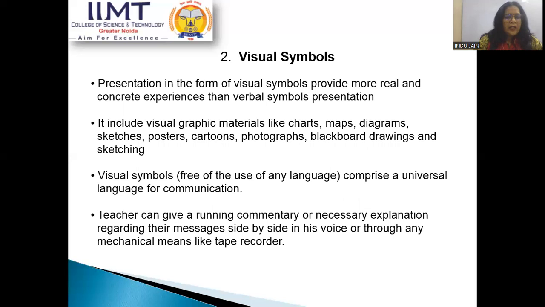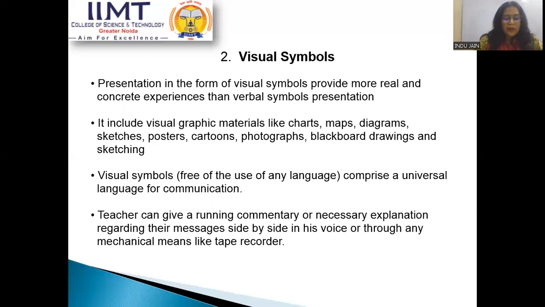Further, at the second level, we can see the visual symbols. These visual symbols provide more real and concrete experiences than those verbal symbols.